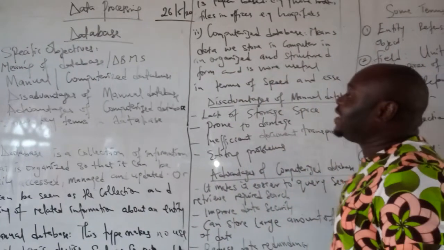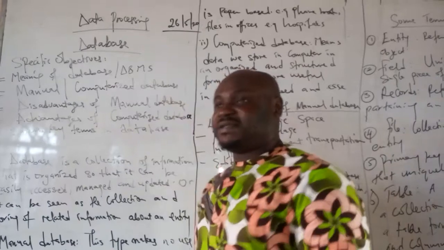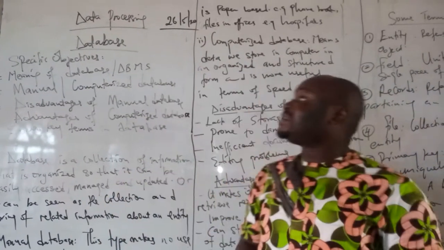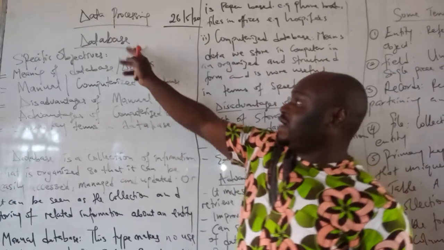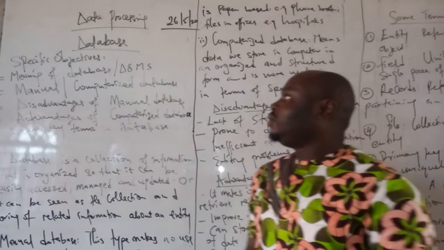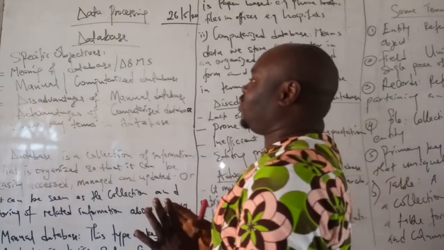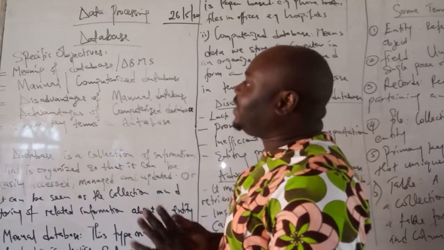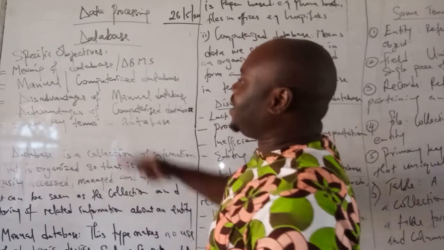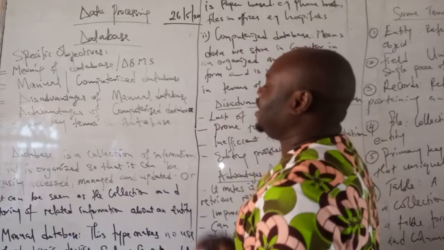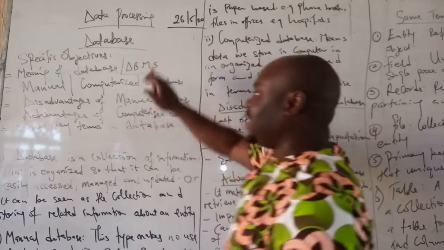In today's class, we are going to discuss database. As I earlier told you in our previous class, that in our next class, we are going to throw more light on this area, database. So, before I proceed, I would like us to look at our specific objectives, what we are targeting to achieve at the end of this class. And they are: 1, meaning of database and meaning of database management system, this acronym.